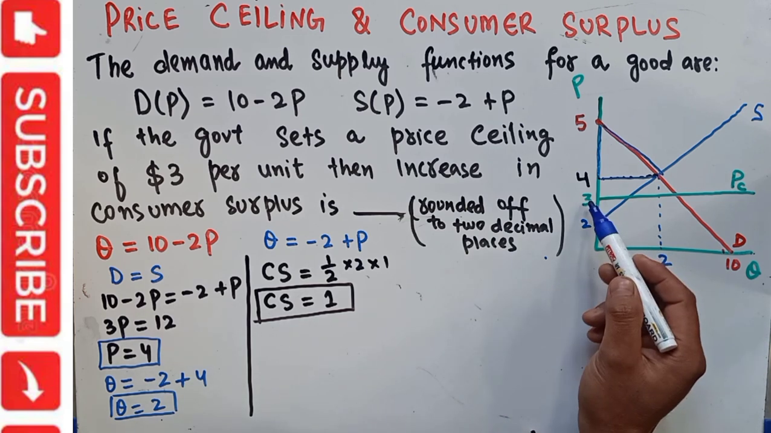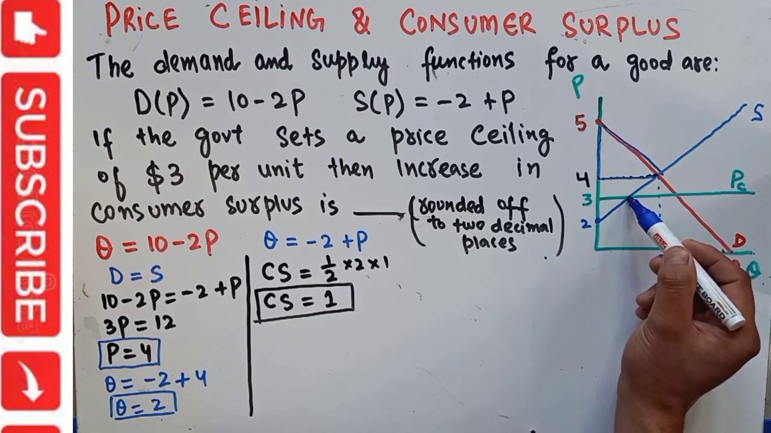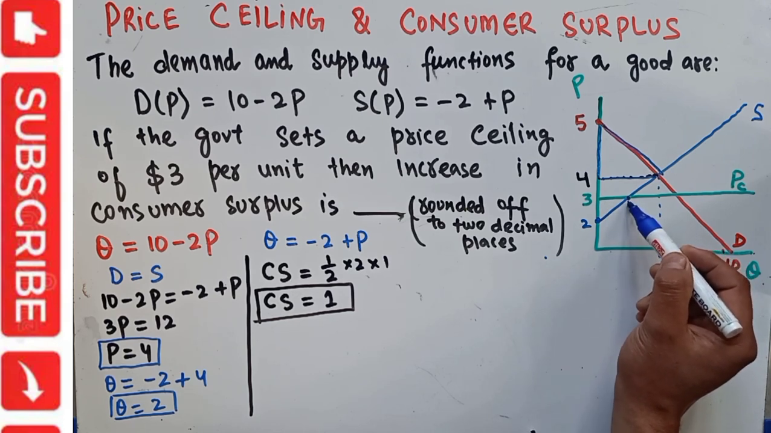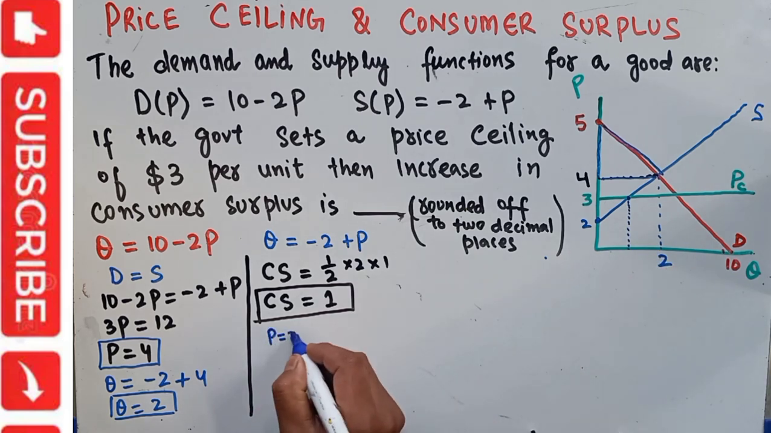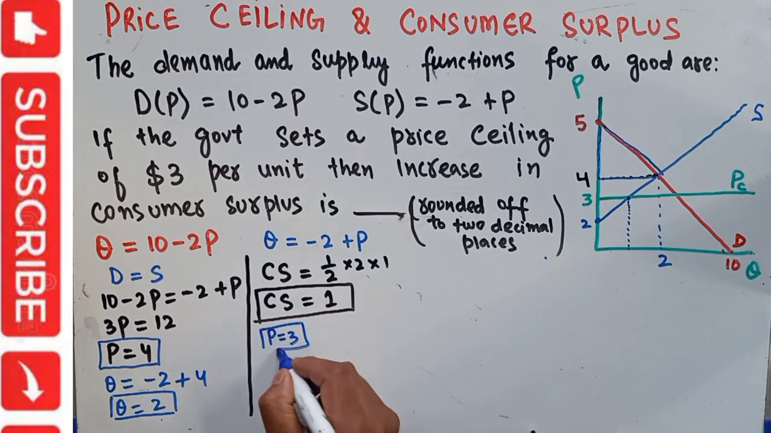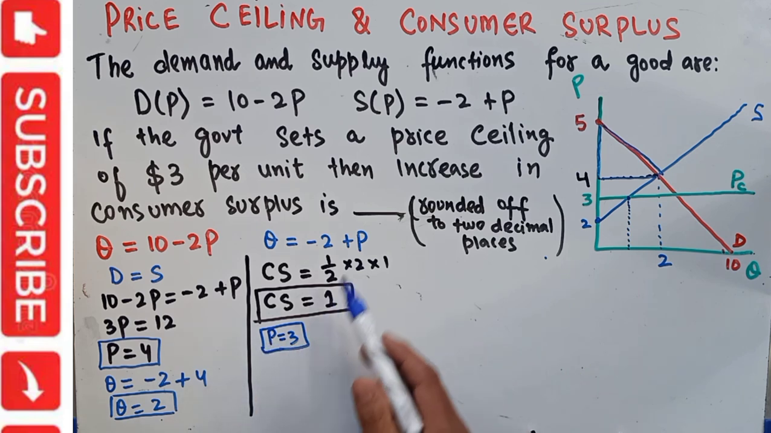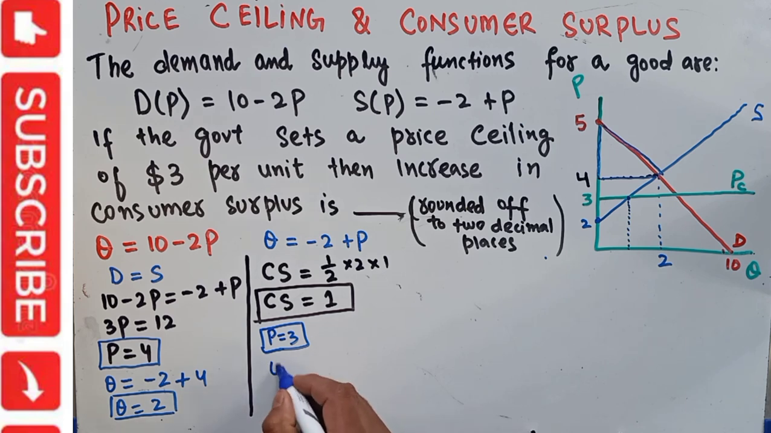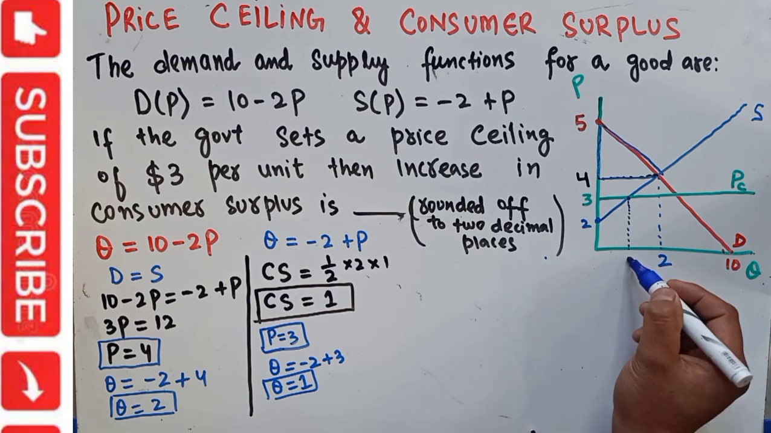Okay. So when the price ceiling is imposed, when P is equal to 3, we can see it touches the supply function at this point. So when P is equal to 3, we need to find out the amount of good supplied. We simply plug P is equal to 3 into the supply function. There it gives us Q will be equal to minus 2 plus 3. So Q will be equal to 1. Okay. Quantity supplied when the price ceiling is 3 is 1.